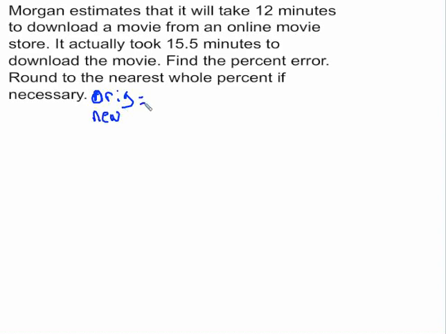Now, anytime you're estimating, your original value is going to be the estimate because that is the number that you thought of before you did anything. So in this case, 12 is our original value because that was what was inside Morgan's head before she downloaded anything or actually got her actual data. So the new value would be the actual amount of time it took her to download that movie, which was 15.5 minutes. Okay, so let's get calculating.